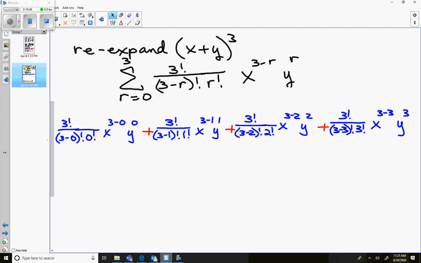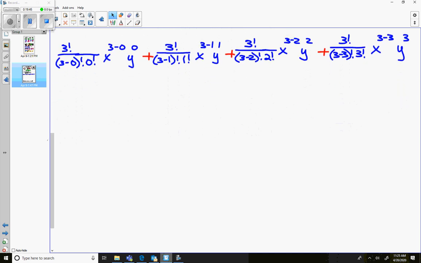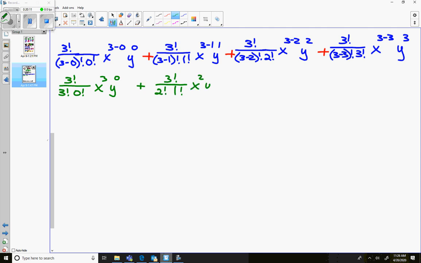And now clean all this mess up. So as we start to clean this up, I'm going to have 3 factorial over 3 factorial, 0 factorial, x cubed y to the 0. Plus 3 factorial over 2 factorial, 1 factorial, x squared y to the first.